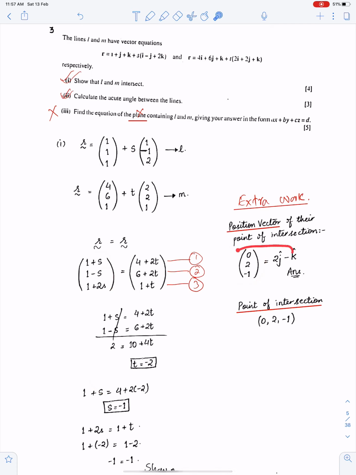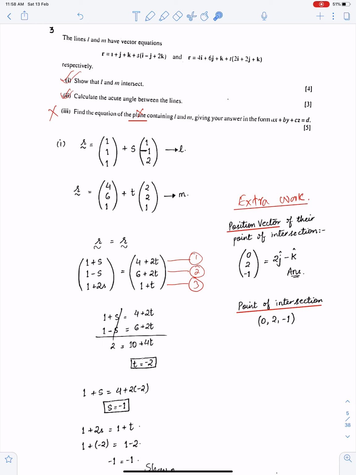This is the position vector of their point of intersection. And if the examiner asks, state the coordinates of the point of intersection, then this is the point of intersection. Make sure you give this answer if the examiner asks you to find the coordinates of the point of intersection. If the question is, find the position vector of the point of intersection, then this is the position vector of the point of intersection. Make sure you understand these two things well.